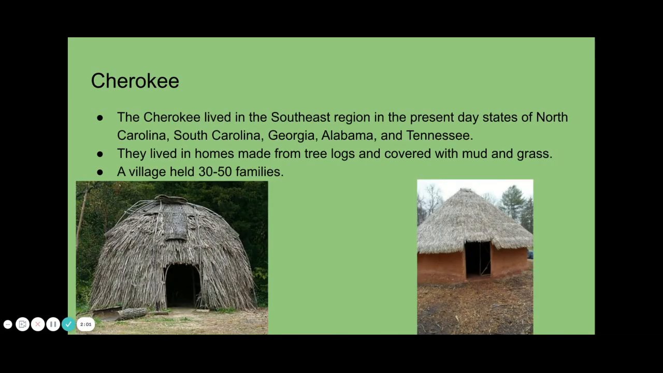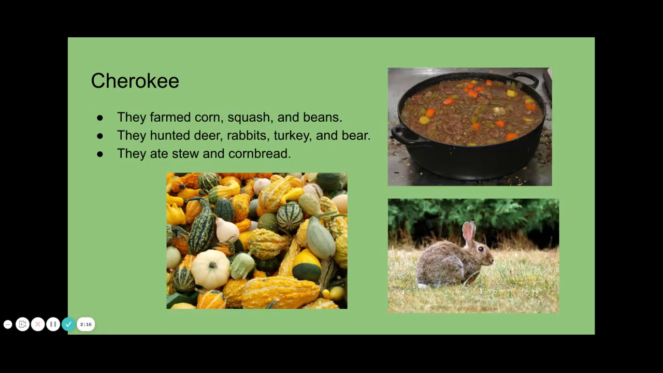Next, we have the Cherokee. They lived in the southeast region of what is present-day North Carolina, South Carolina, and Georgia, and also Alabama and Tennessee. They lived in homes that were made from logs, and they also covered them in mud and grass. And then the village held about 30 to 50 families in the Cherokee nations.